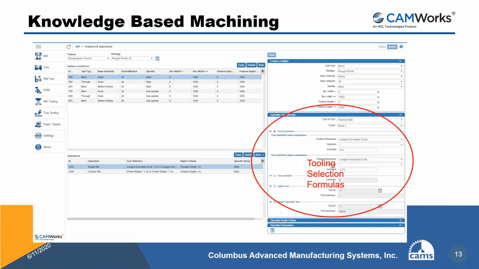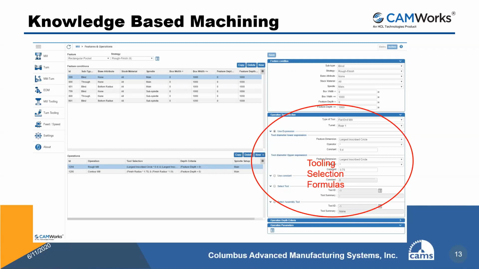You can use math expressions to figure out the tool size, or you can use a static tool and tell it what tool to always use for that feature ID condition. This one is set to use a math expression where it'll use 0.4 of the largest inscribed circle, which is the largest circle that will fit in there, times 0.4. So it's basically 40% of that inscribed circle, and the upper range would be 0.75, so obviously 75%. It'll find a tool that fits between there in your tool library or tool crib and select that tool. So it allows it to more intelligently pick a tool based off the size of the feature.